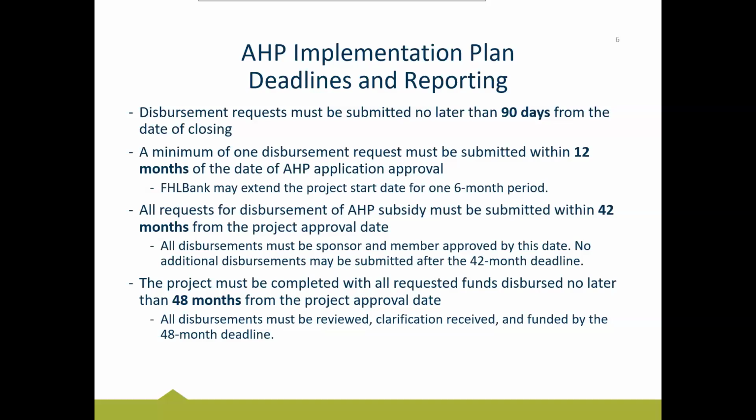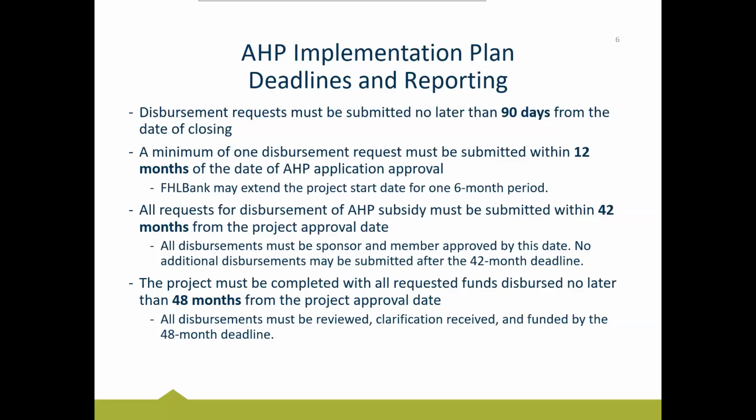Okay, a couple other things. A minimum of one disbursement request needs to be submitted within 12 months of the date of AHP application approval. So we call this our project start deadline. So you'll need to make sure that by your 12-month deadline is December 19th of this year. So the AHP application approval was the date that we sent all those amazing emails that said, congratulations, you're awarded. That was December 19th of 25. So you have until December 19th of this year to submit your first disbursement request into us. And again, that's submitted, so sponsor and member approved.